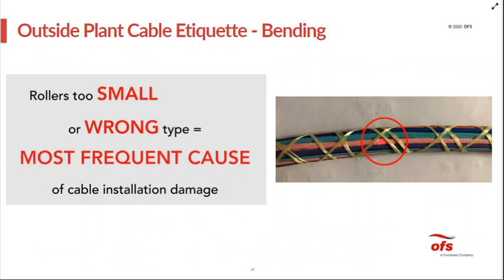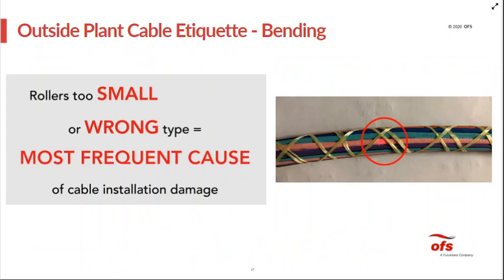If there's one slide that I would like the audience to remember at the end of the day, this is the slide right here. Rollers that are too small or the wrong type are the most frequent cause of cable installation damage. And that's worth repeating. Rollers that are too small or the wrong type are the most frequent cause of cable installation damage. Generally what happens, small diameter wheel, high tension, high sidewall pressure, high compressive load on the cable can damage the internal components of the cable.